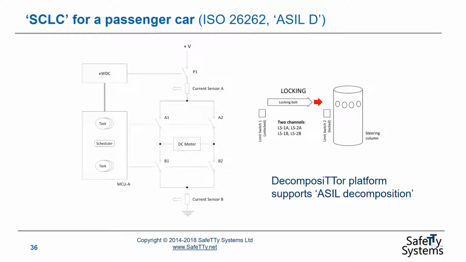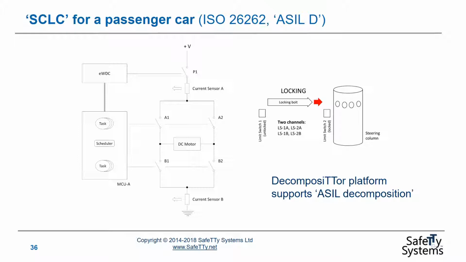The next example we'll consider is an automotive design. In this example, we're considering the locking mechanism that's used to lock the vehicle, to secure the vehicle when it's left, for example, parked in a car park. So we're controlling here a locking bolt that is inserted into the steering column when the vehicle is locked. We're doing this development in compliance with ISO 26262, and this will be a top-end ASIL-D design for ISO 26262.